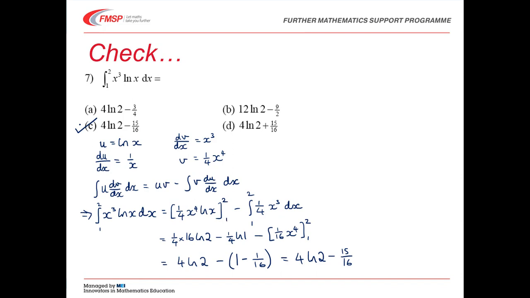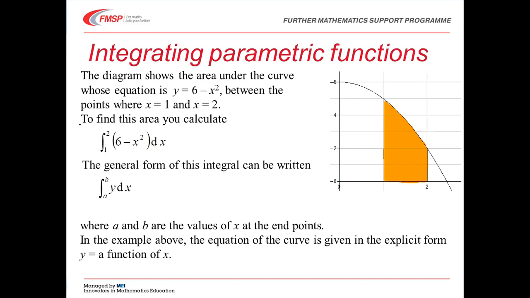Okay, that's enough of integration by parts. Let's have a look at integrating parametric functions. Okay, we've got the area under the curve whose equation is y equals 6 minus x squared between the points where x is 1 and x is 2. If we want to find this area, then we calculate that integral, and in general we would write that as the integral from a to b of y dx, where a and b are the values of x at the endpoints.